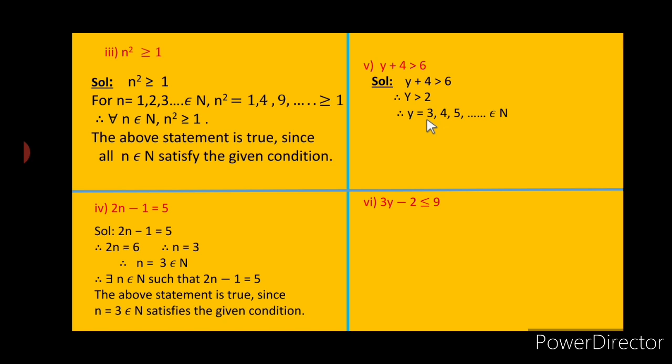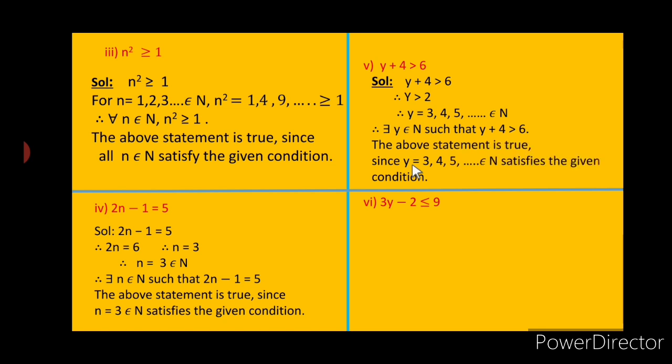So we can't use the for all quantifier. We have to use the existential quantifier. So we write there exists y belonging to N such that y plus 4 is greater than 6. And this statement is true since y equal to 3, 4, 5 and so on belonging to natural numbers satisfies the given condition, correct.